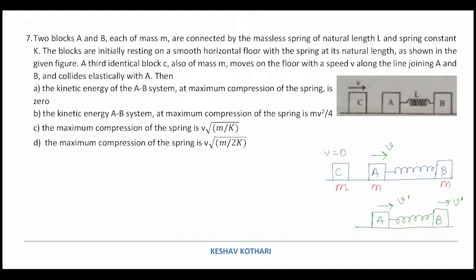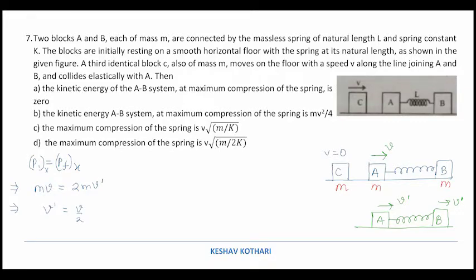If we write the momentum conservation equation, because the spring force is an example of internal force, we can conserve momentum in the direction of the spring force, that is along the x-axis. So I can write that initial momentum is equal to final momentum along the x-axis direction. We can write it as m into v is equal to 2m v dash. So from here we obtain that v dash is equal to v by 2.